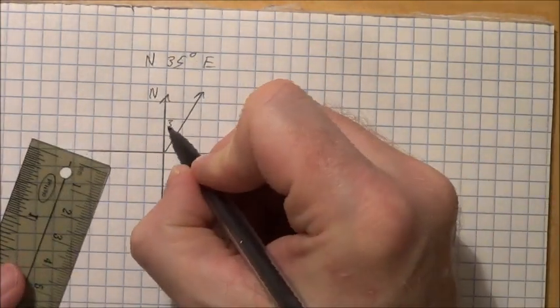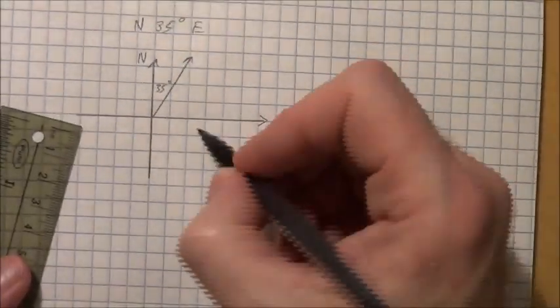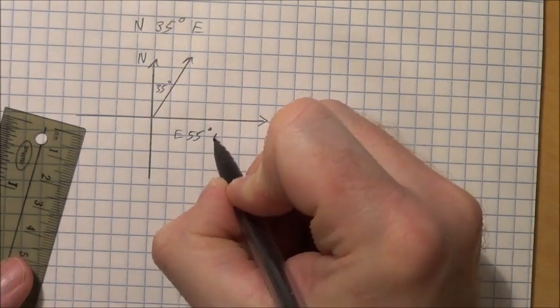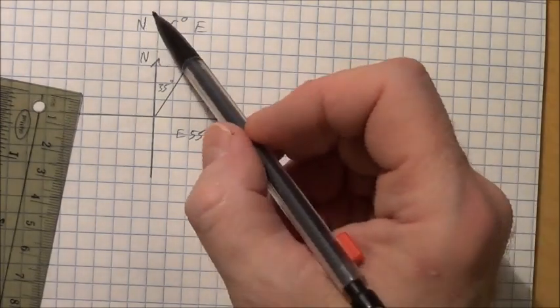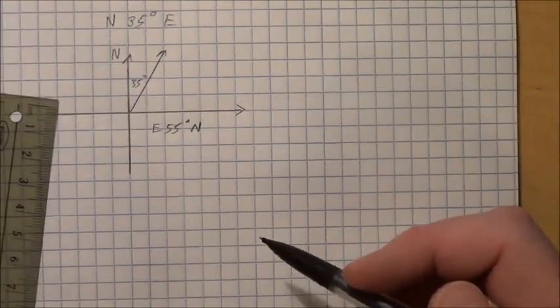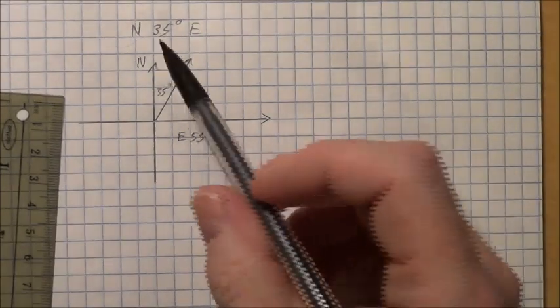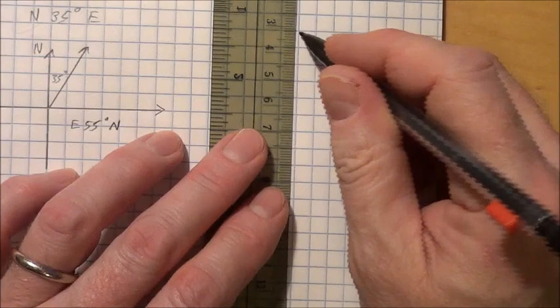So this would be 35 degrees here. So this is north, 35 degrees east. Another way of writing it could be east, 55 degrees north. Generally though, I think that north and south kind of take priority, and there's more emphasis on those, so you would see the north or the south first before the east and west.